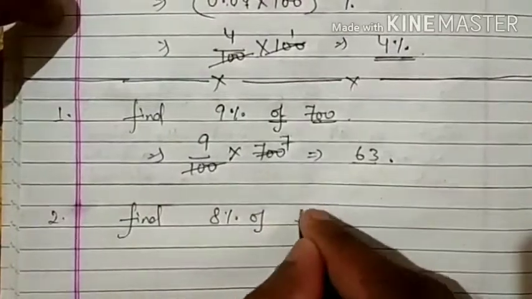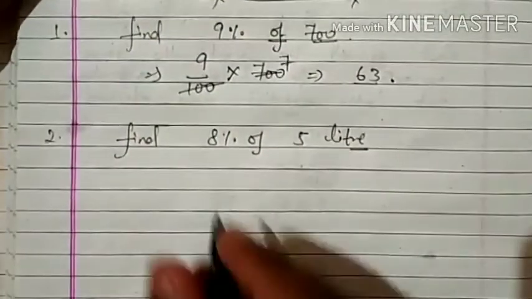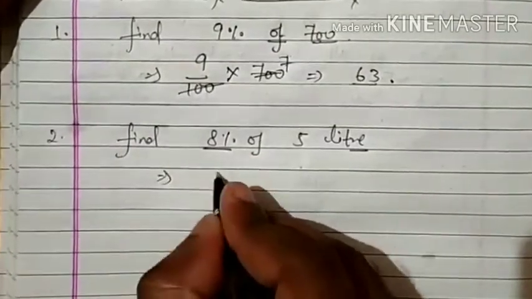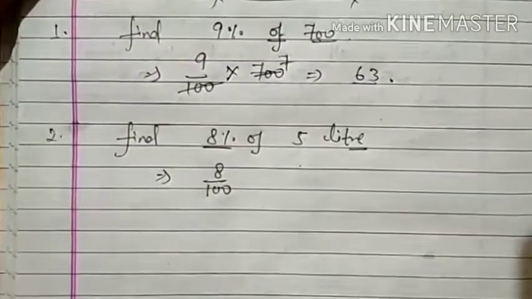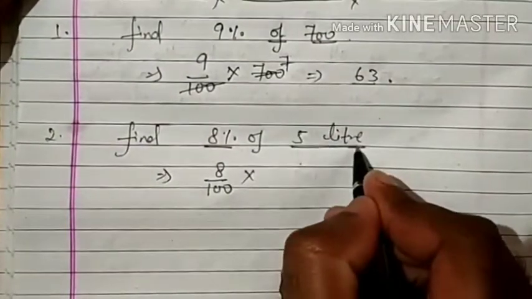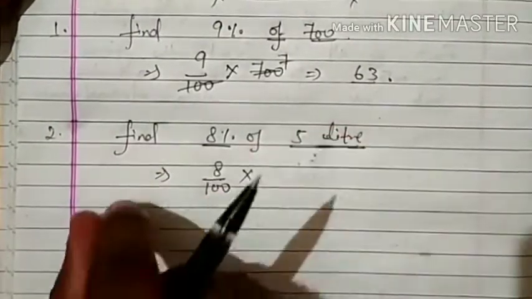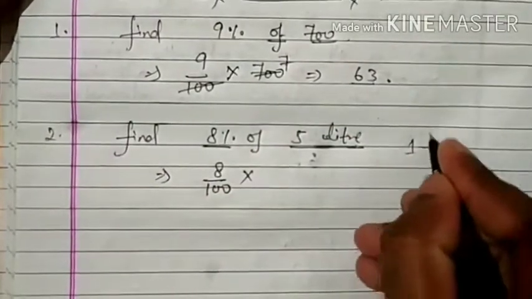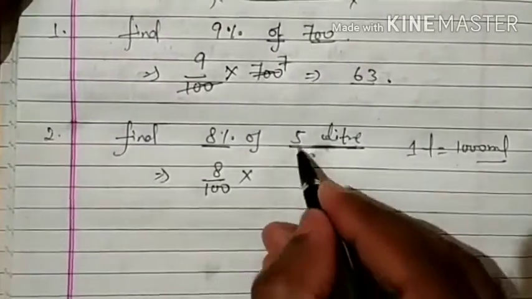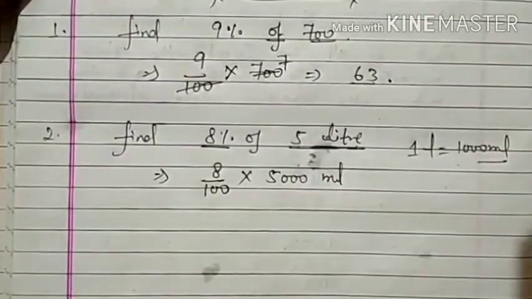Second. Find 8% of 5 liter. What will we do? We will convert 8% into a fraction. So what can we write? 8 by 100. "Of" will change into multiply, 5 liter. And to divide it by 100, we convert the liter into a smaller unit. 1 liter is equal to 1000 milliliter. So 5 liter can be written as 5000 milliliter.